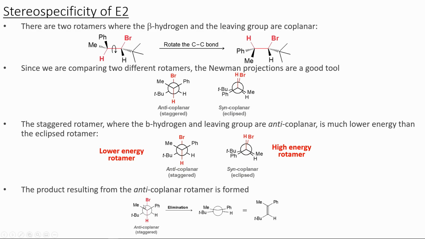If we flatten out in this elimination reaction, we can observe the final product's configuration by looking at the Newman projection of the anti-coplanar staggered. We can see that the phenyl and hydrogen are on the same side of the double bond that's going to form, and the methyl and tert-butyl are on the same side of the double bond that's going to form.